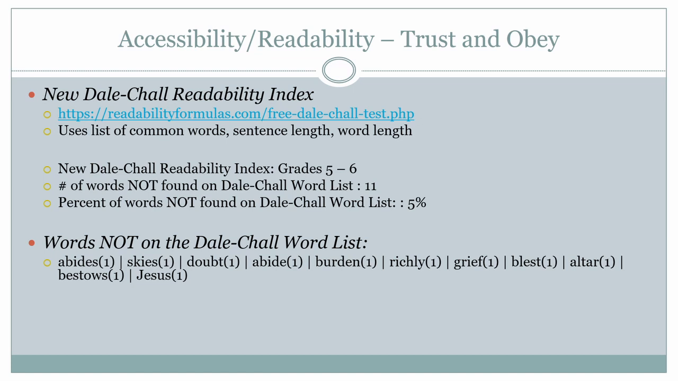Now, blessed or altar, those are a couple of words that are uncommon outside of religious circles, but are pretty common inside of an assembly of people who regularly read the Bible or hear Bible stories or hear sermons and so forth. Bestows, that's probably the one that's most uncommon on this list, even among religious people. That means to give to someone, and you may be able to pick that out from the context.